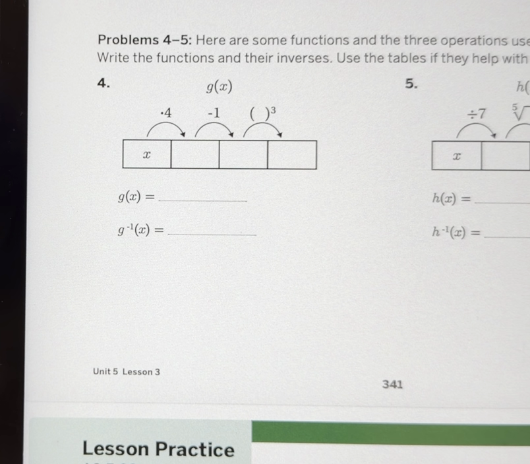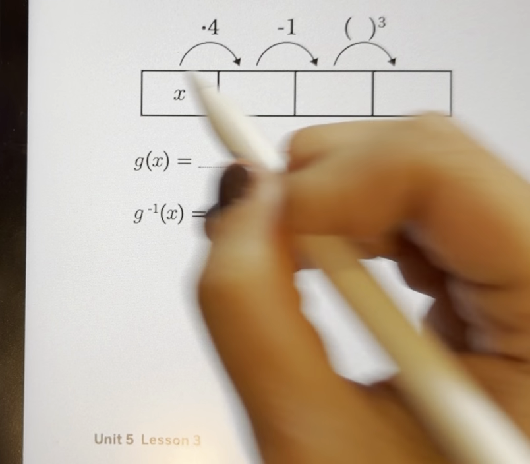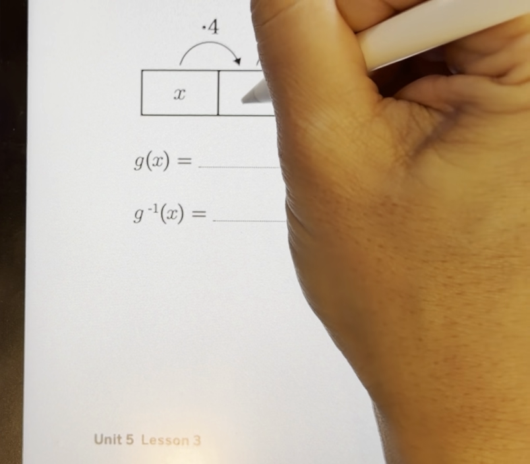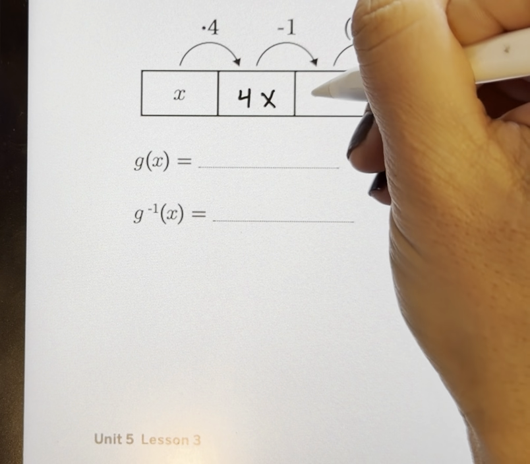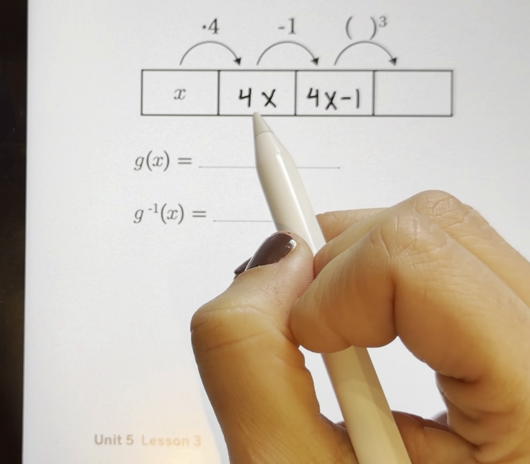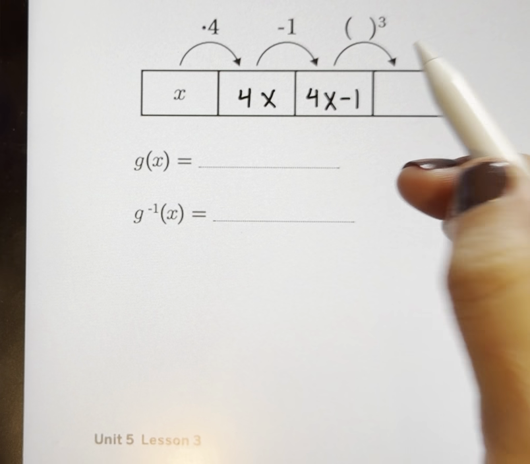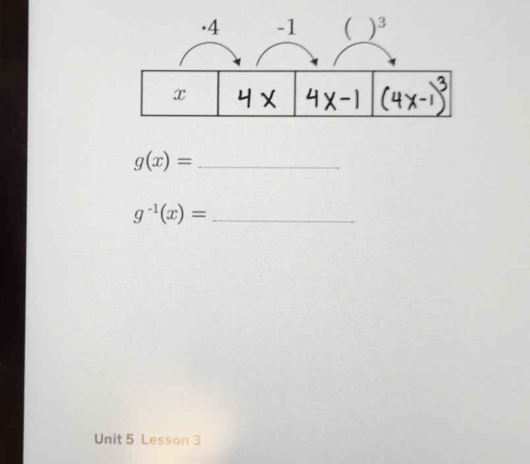Okay, here are some functions and 3 operations used to define each one. Write the function and their inverses. So they're not really giving us the function. They're having us build it, but telling us what to do. So they're saying start with x, multiply by 4. Okay. Then they're saying take the 4x, subtract 1. Like this, you guys. Don't go trying to change this to be 3 or something. All you do is you take your previous step and you do what they said. And now they're saying take the previous step and cube it. Okay?